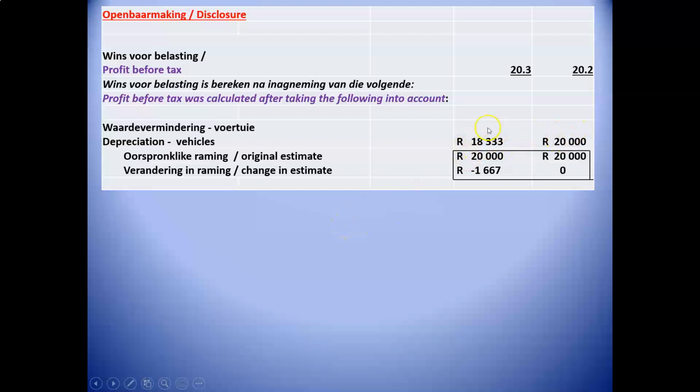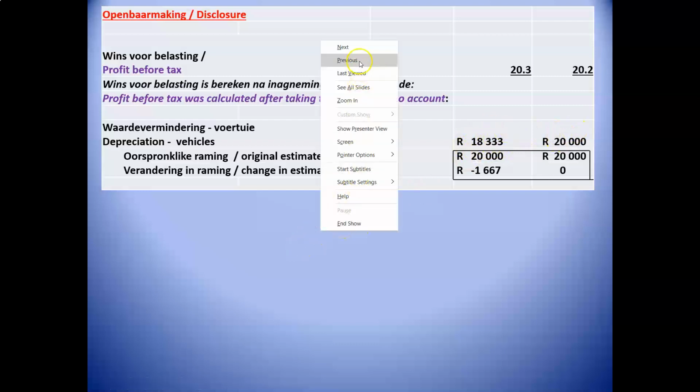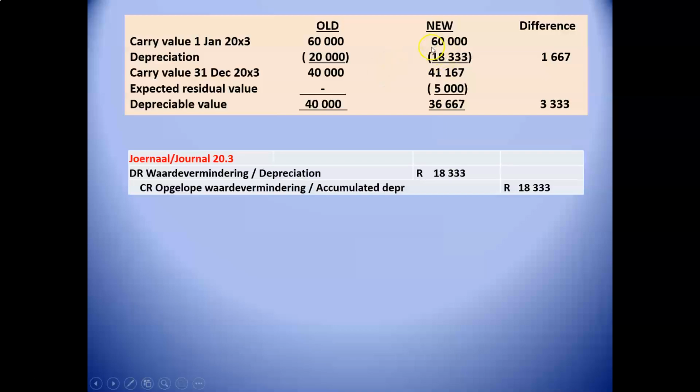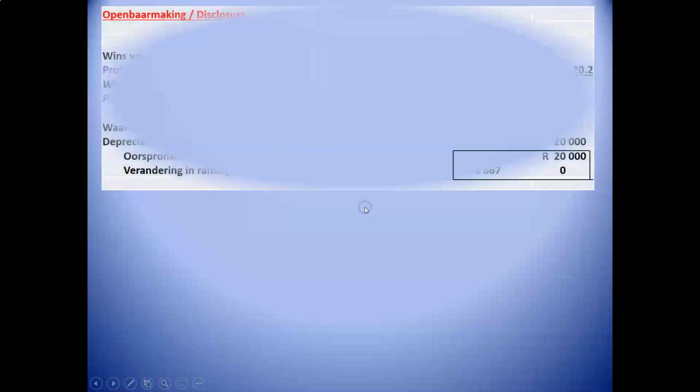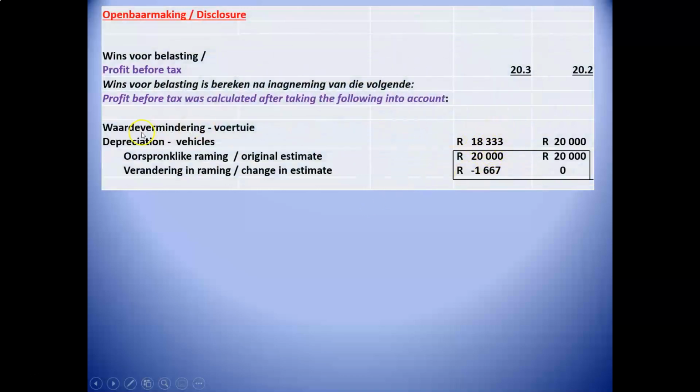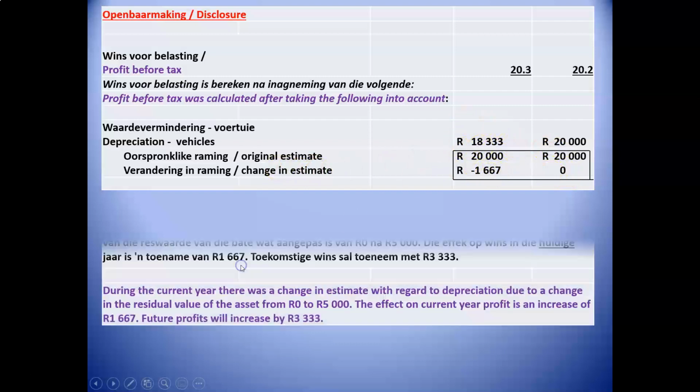So the 18,333 is the actual depreciation charge. There you see, we've only passed 18,333 for this year. There is our impact on our profits, 1667. So if we did continue with the old way, we would have had 20,000 Rand depreciation. Now we have a new way, and now we only have 18,333. So in that little block there, next to depreciation, is our actual depreciation charge. Then we break it down into the original estimate, which is 20,000. The impact, change in estimate 1667, 20,000 less 1667 gives us then the 18,333.